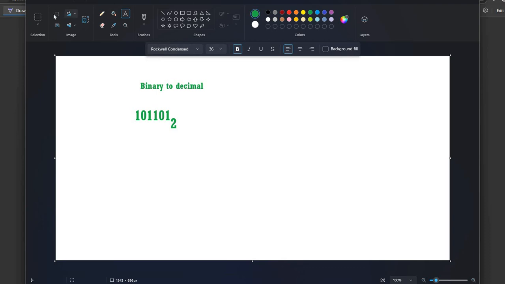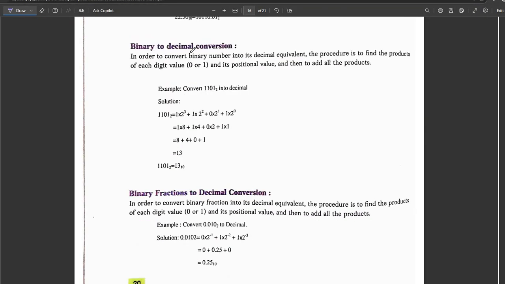Suppose we'll take a smaller number first, 1101. In order to convert this, let's see what is written in your book. Binary to decimal: in order to convert a binary number into its decimal equivalent, the procedure is to find the product of each digit value and its positional value. So what you have to do is to find the product of each digit, that is this number.